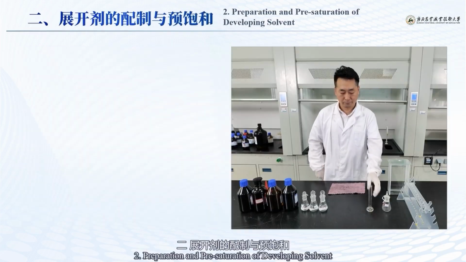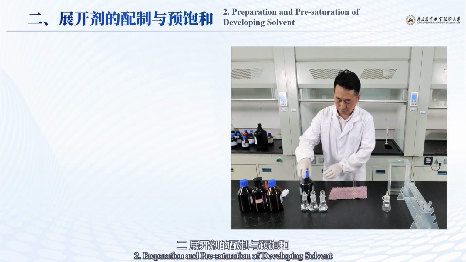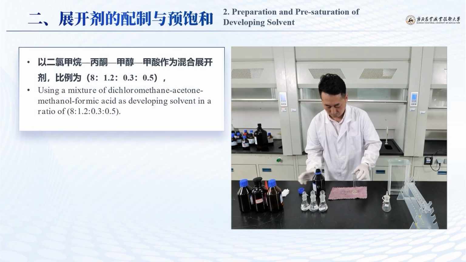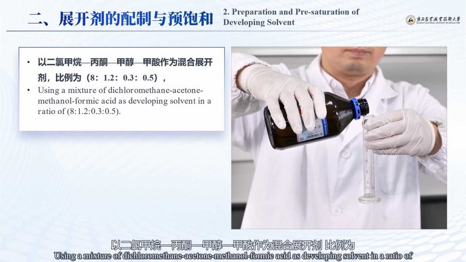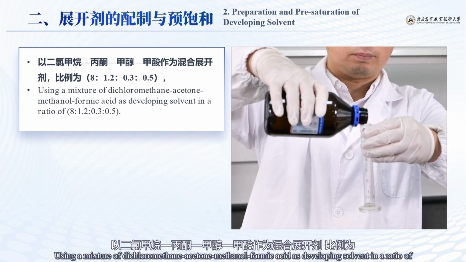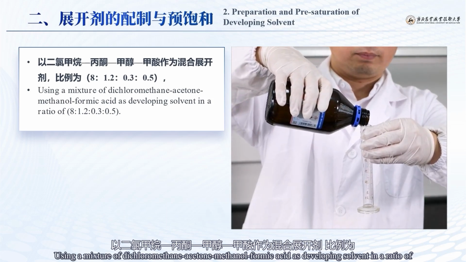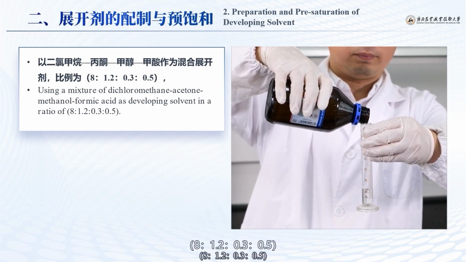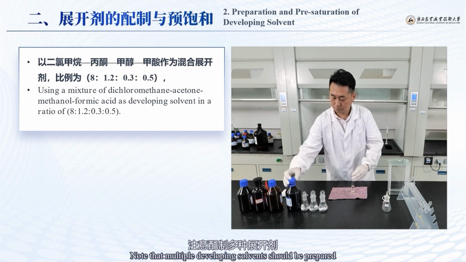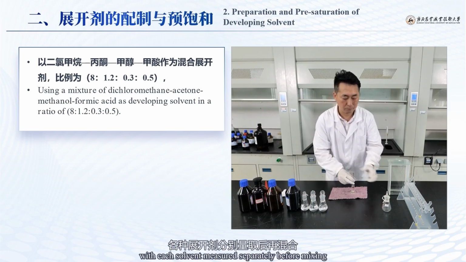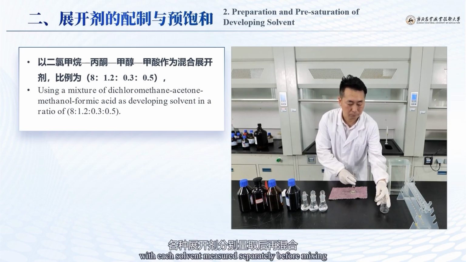Second, preparation and pre-saturation of developing solvent. Use a mixture of dichloromethane, acetone, methanol and formic acid as developing solvent in a ratio of 8 to 1 to 0.3 to 0.5. Note that multiple developing solvents should be prepared, with each solvent measured separately before mixing.